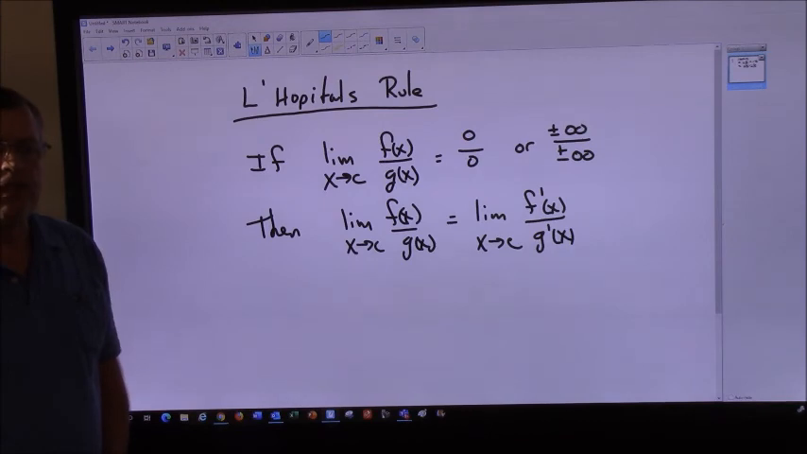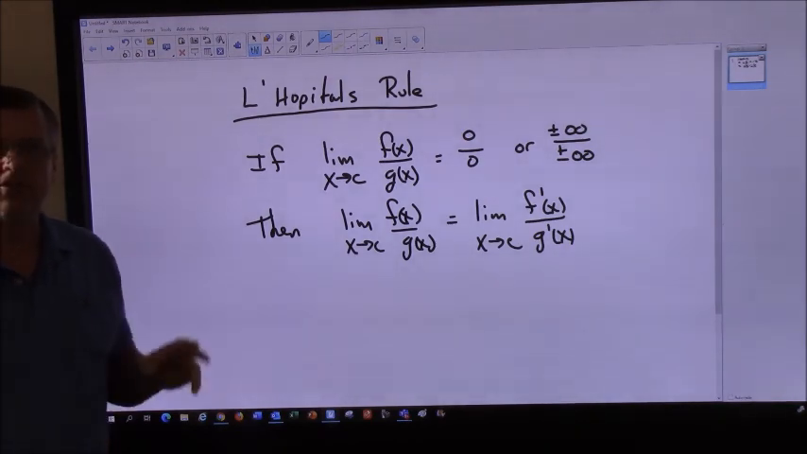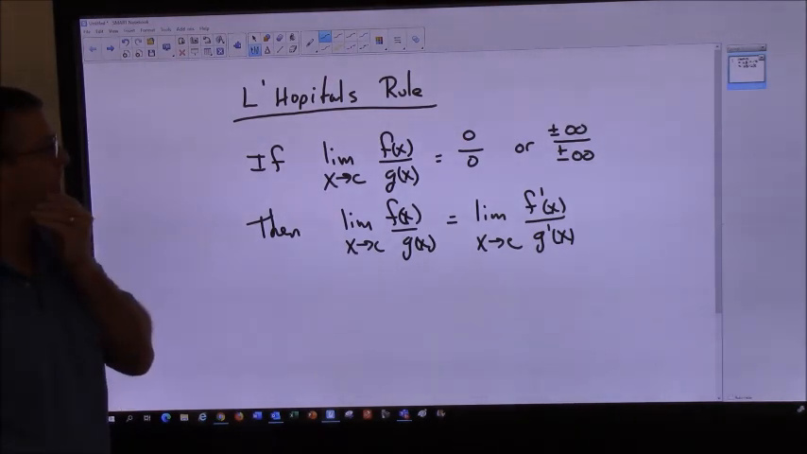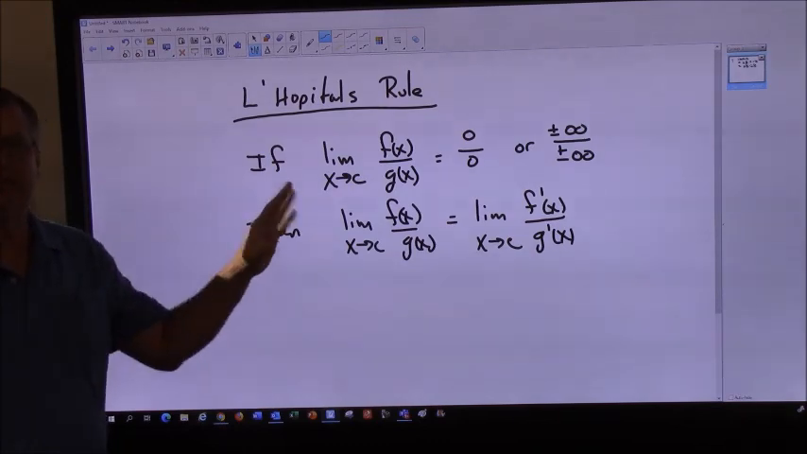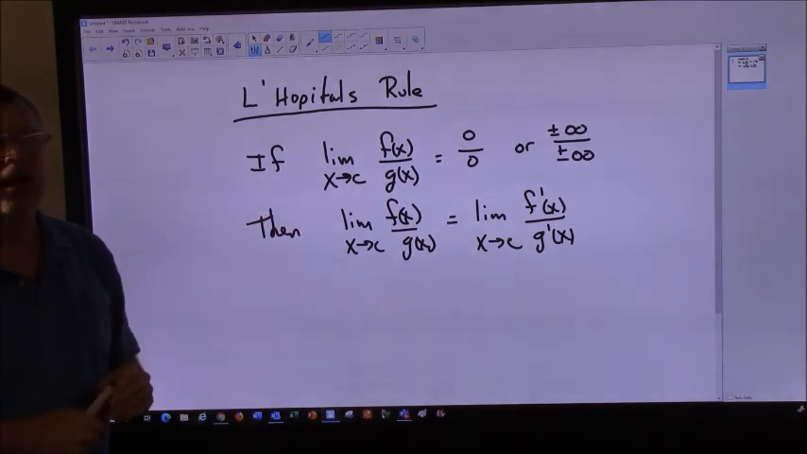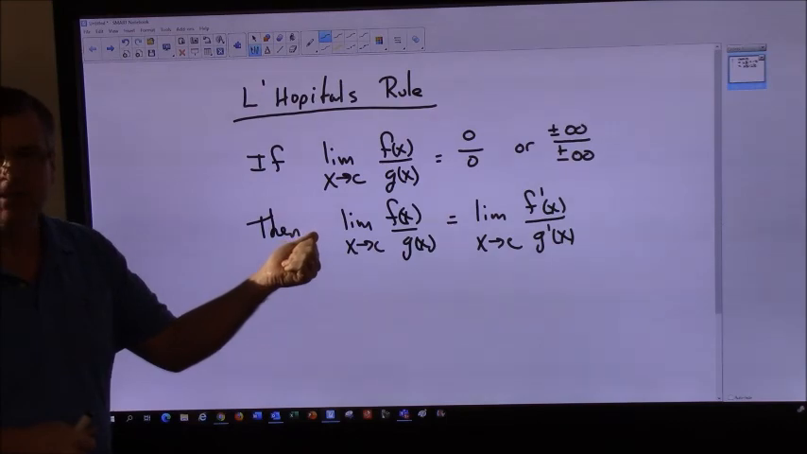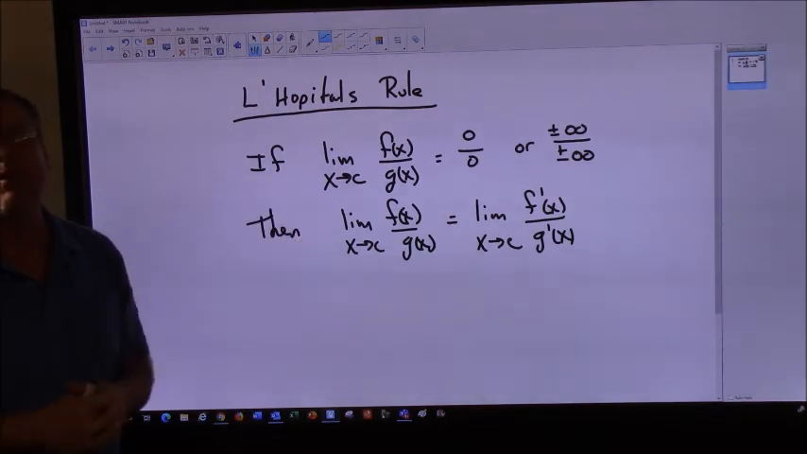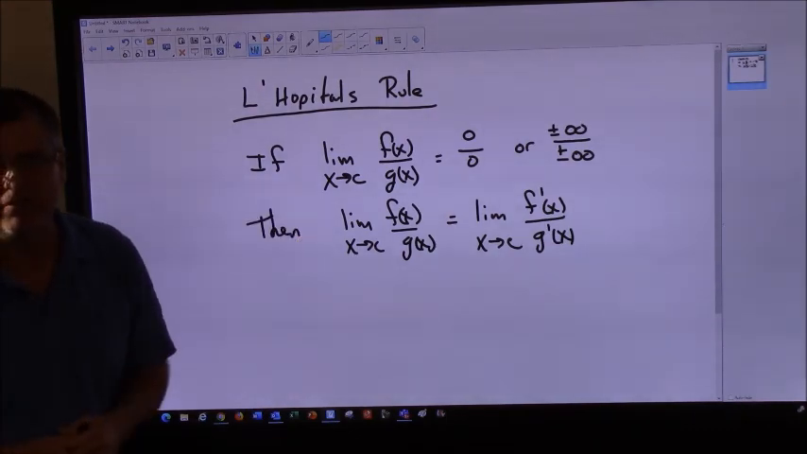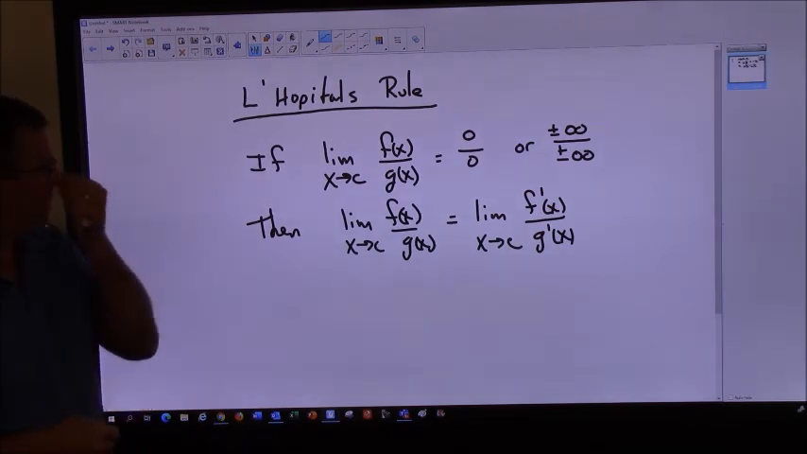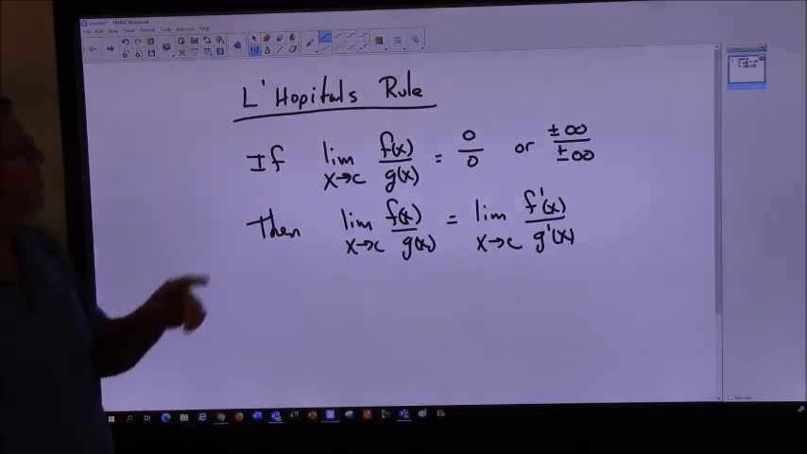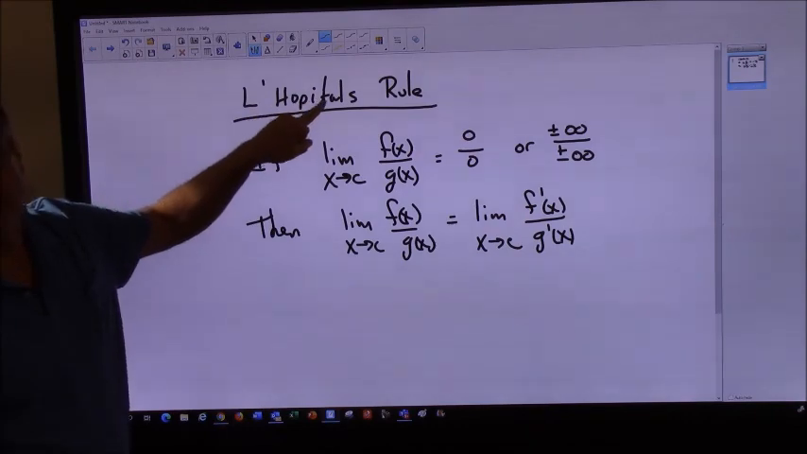So we've done most of what we need to do in Chapter 2, but there's one idea that uses derivatives to help solve limits. Now we couldn't do this in Chapter 1 because we didn't know how to do a derivative yet. So we'll go ahead and pick this up here. And it's called L'Hopital's rule.